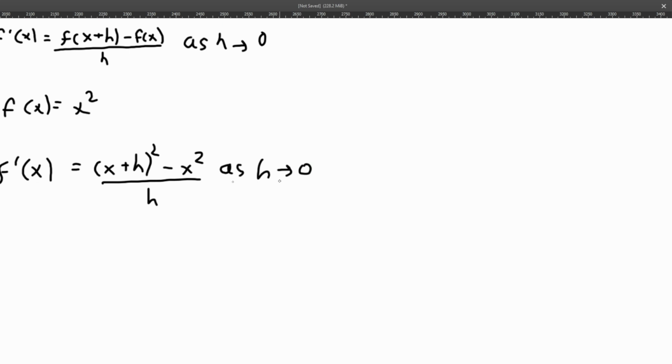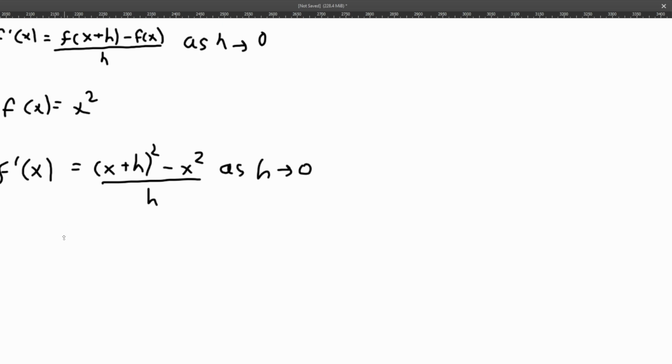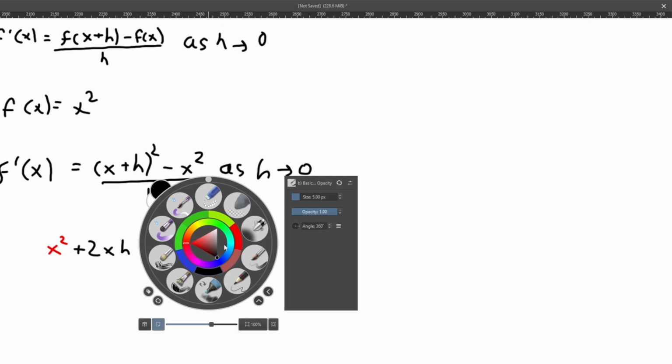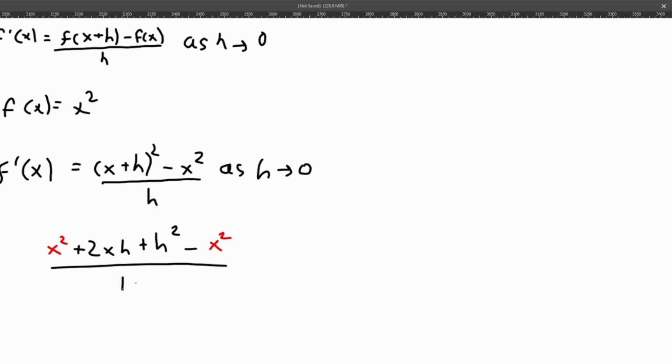And what is this? I'm just going to expand this part right here. This is going to be x squared plus 2xh plus h squared, and then minus an x squared, and all divided by h. Now, as you can see, the x squareds cancel out, and we have a factor of h both in the numerator and the denominator.